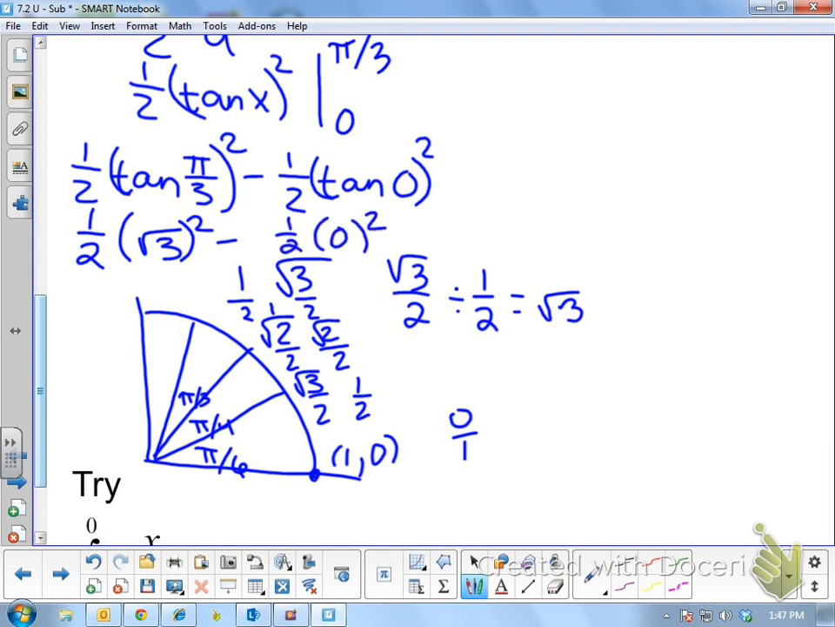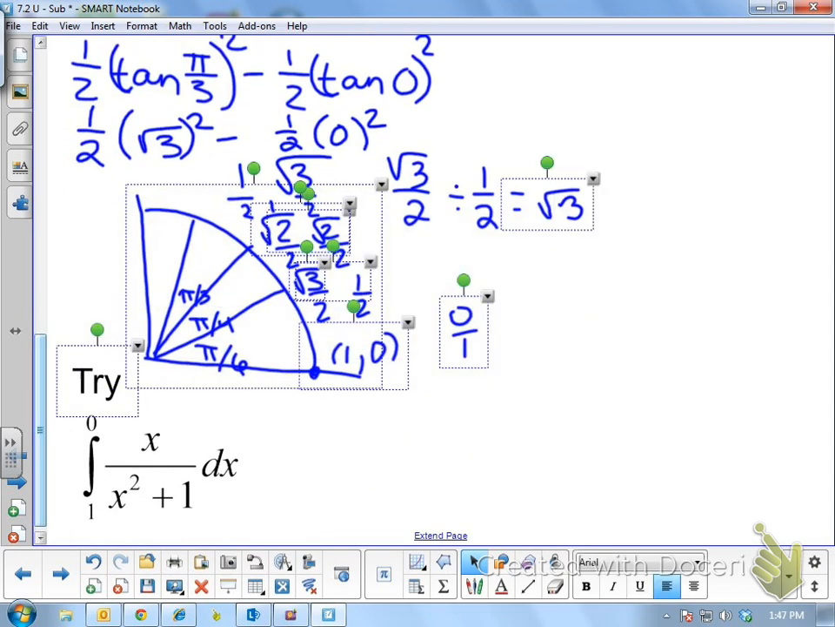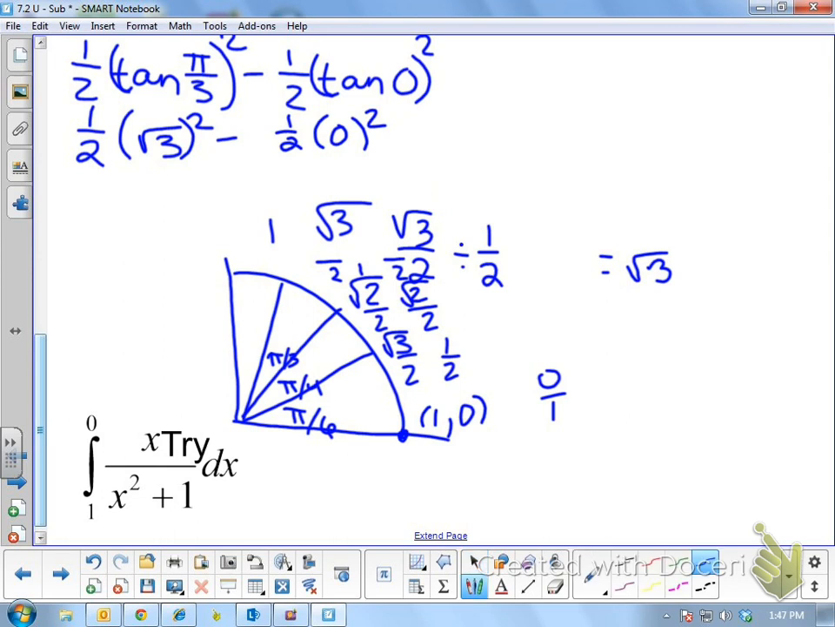After I move all of our trig stuff, that was just to help us figure out the values for tangent. We simplify. What do we get when we simplify? Three halves.